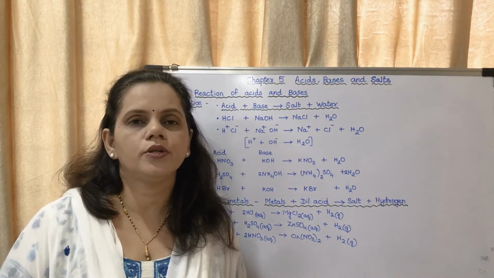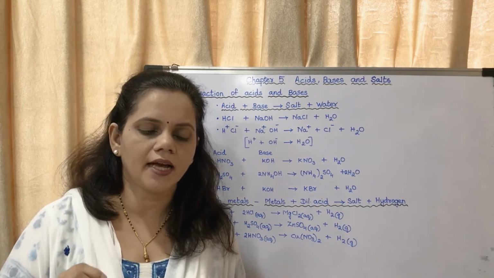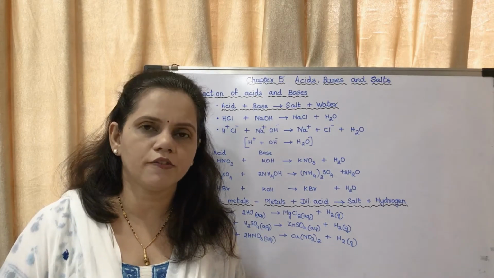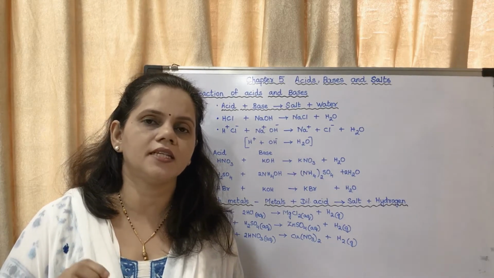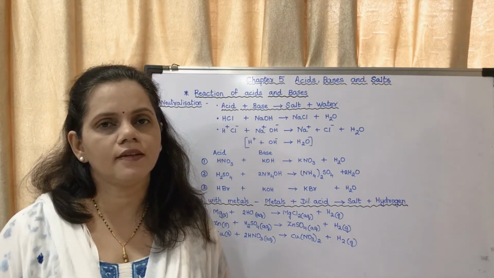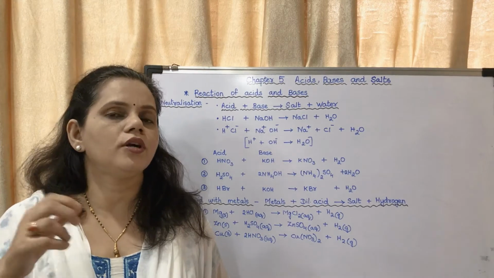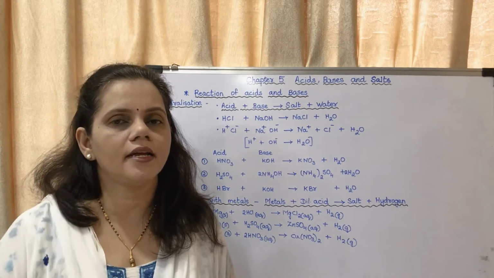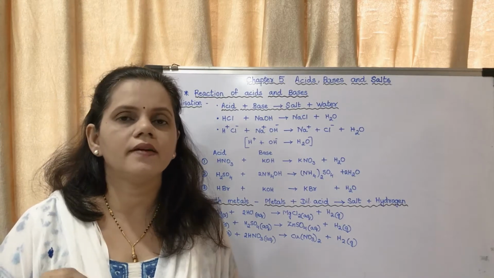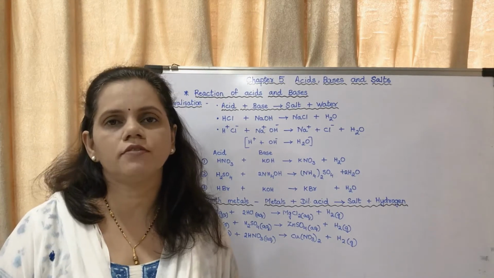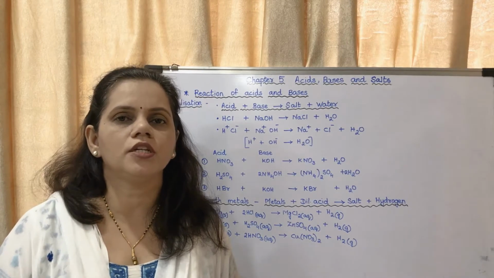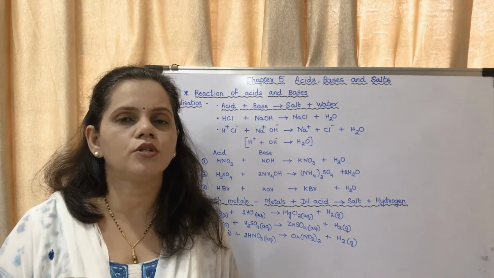What you have to do, you have to take 10 ml dilute HCl in a beaker, and with the help of a glass rod you have to check the pH of the solution. What will be the pH of the solution? It will be acidic. Now you have to add NaOH into it, drop by drop. Whenever you are adding NaOH, you have to check the pH. You may see that it moved towards neutral.